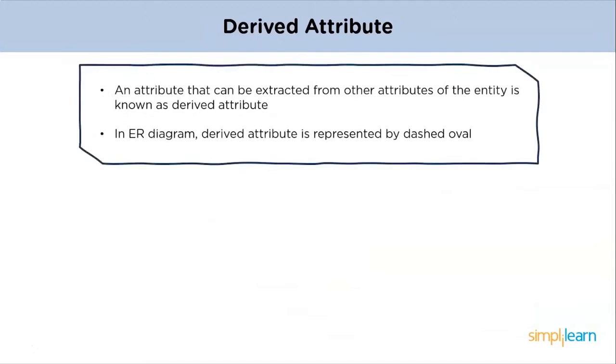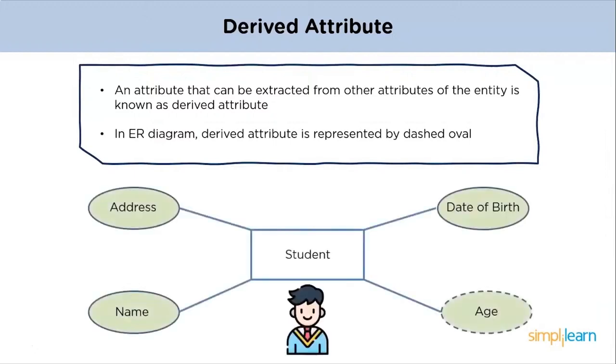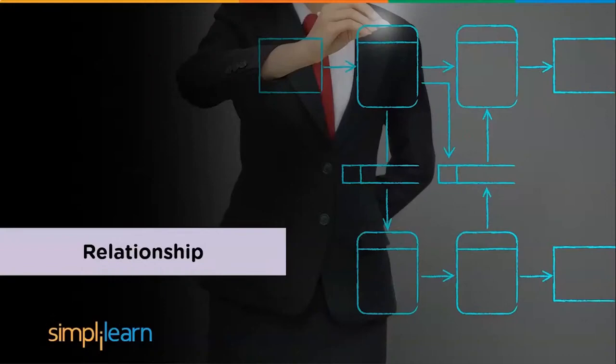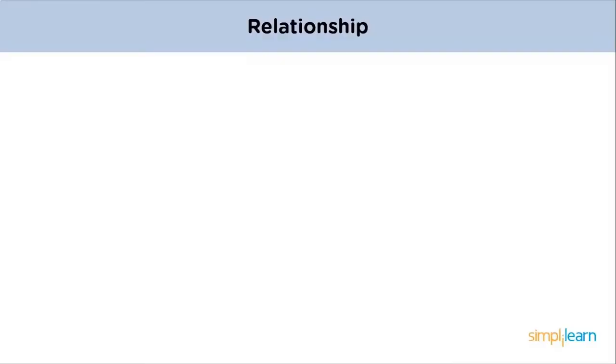An attribute that can be derived from other attributes of the entity is known as a derived attribute. In the ER diagram, the derived attribute is represented by dashed oval, and in the example below, student entity has both date of birth and age as attributes. Here, age is a derived attribute as it can be derived by subtracting the student's date of birth from the current date. Now, after knowing attributes, let's understand relationship in ER diagram.